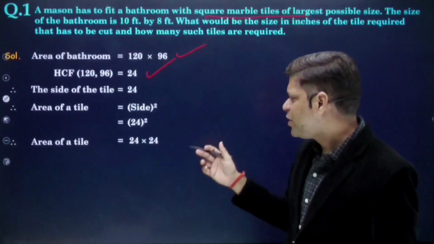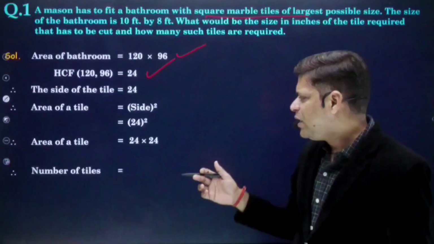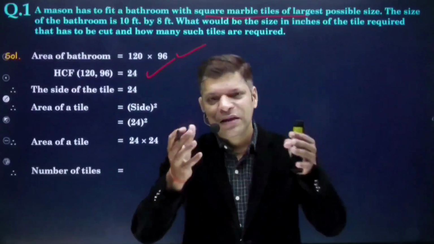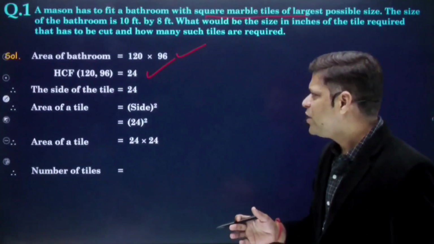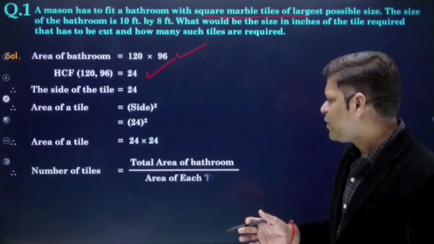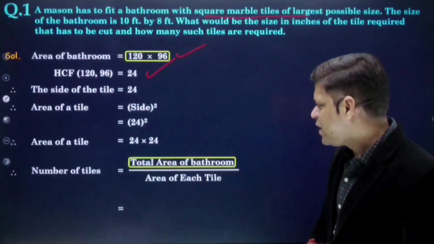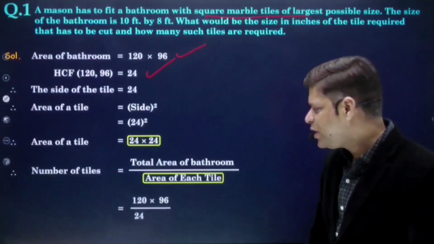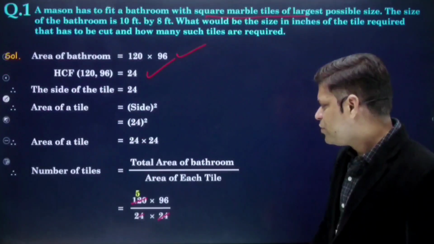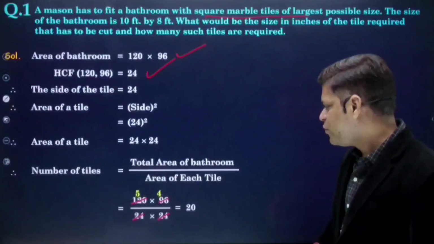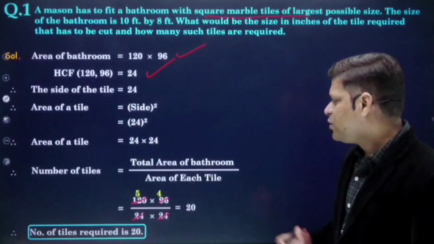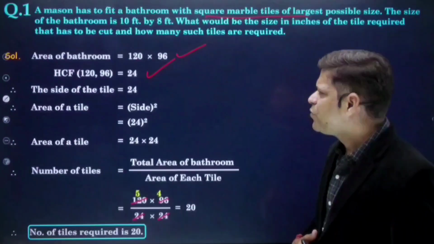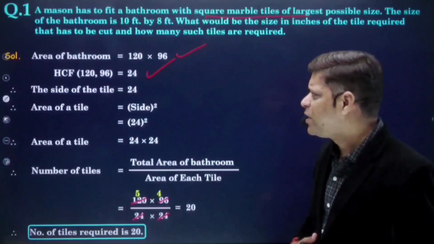So the area of a tile is 24 into 24, and we need the number of tiles. What we will do is divide the total area of the bathroom by the area of each tile. So it will be 120 into 96 divided by 24 into 24. They will be cancelled out by 5 and 4 and it will be equal to 20. So the number of tiles required is 20. Here we find the number of tiles in the bathroom.